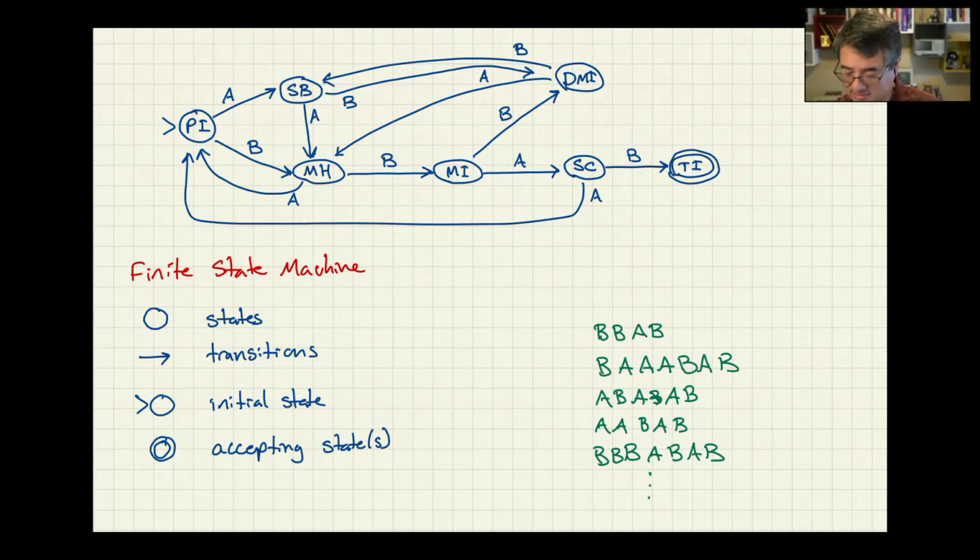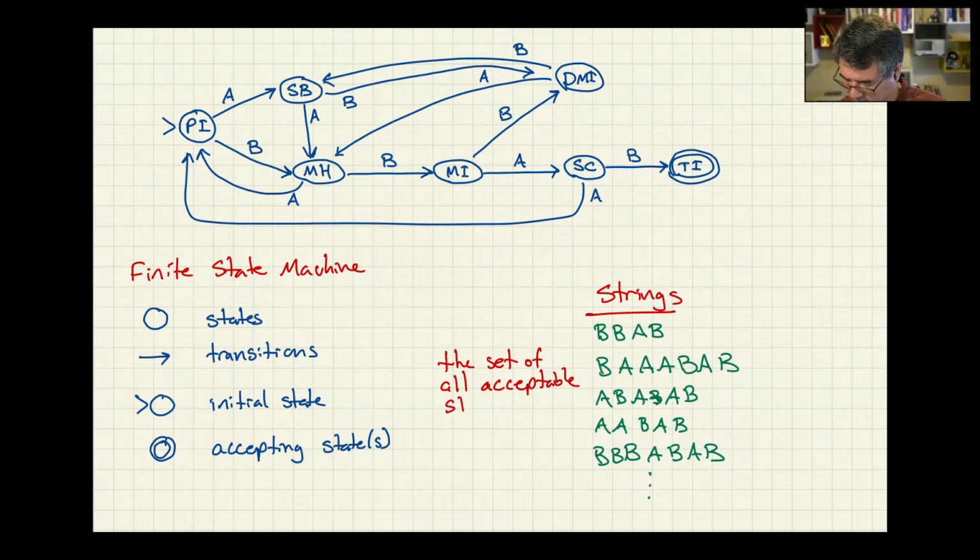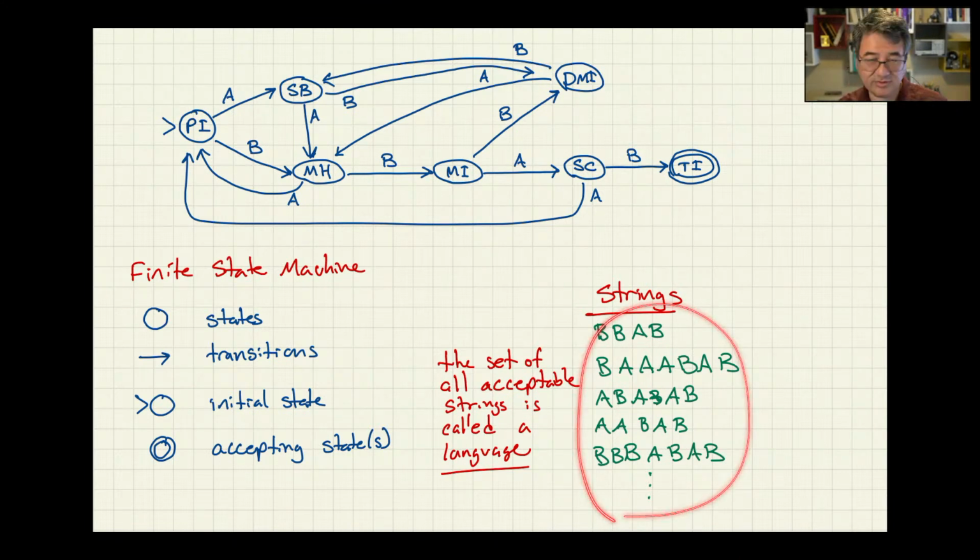So each one of these paths is called a string. You can see they're kind of related to the strings you're used to from your programming languages, and they're constructed of a sequence of characters. And the set of all acceptable strings is called a language. So the set of all these strings that get you from the start to an accepting is called the language for this particular finite state machine.